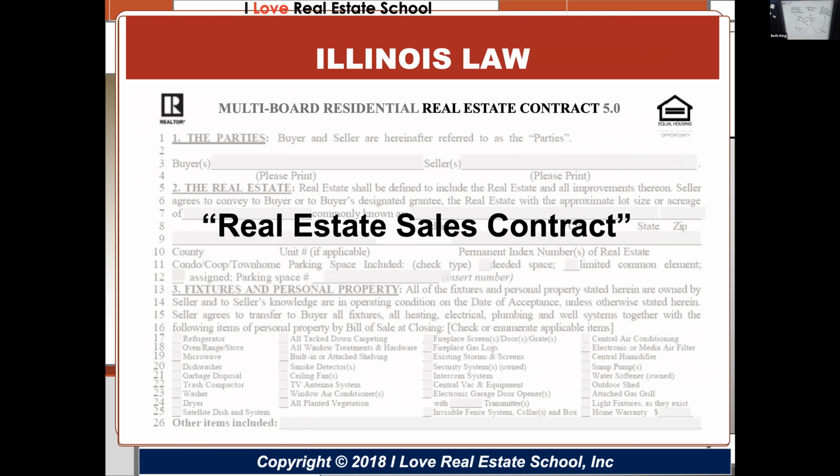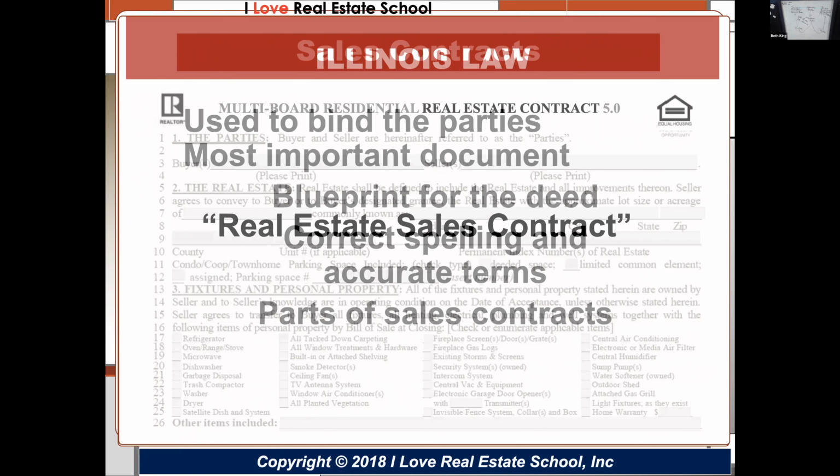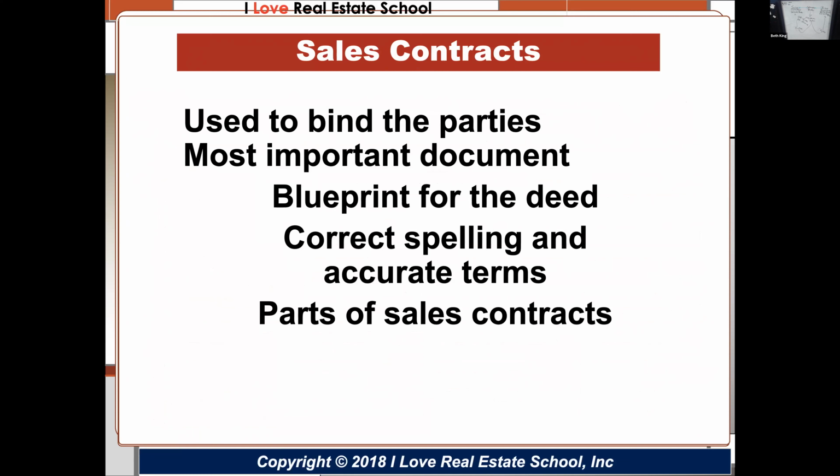Okay, so the sales contract is used to bind the parties. It's considered the most important document because it's a blueprint for a deed. How do Angel and Maria want to take title to this property? Is it as husband and wife? Is it the various things I'm going to teach you tomorrow? How do they want to take title? And here's the thing, from being a guy that's done this for as long as I have and closing 7,000 properties, my number one pet peeve for my salespeople and my brokers is when you don't spell the person's name correctly.